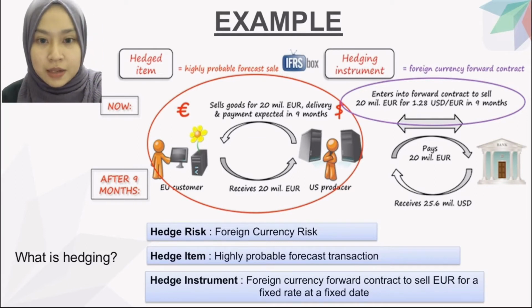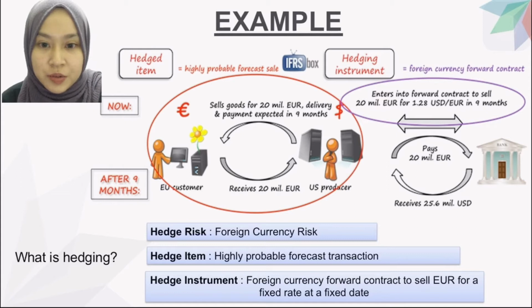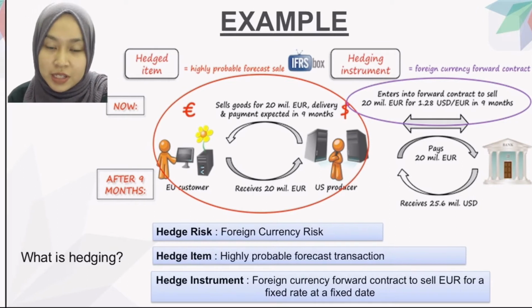So in this example, what is the hedging? There are 3 types: the hedged risk, which is the foreign currency risk. The hedged item is the highly probable forecast transaction, which is the sale happening. And the last one is the hedging instrument, which is a foreign currency forward contract to sell the EUR at a fixed rate on a fixed date.